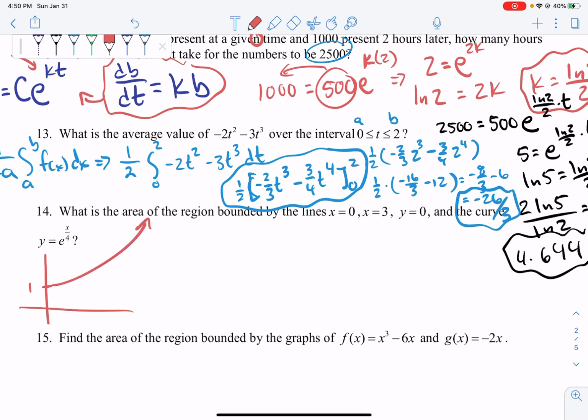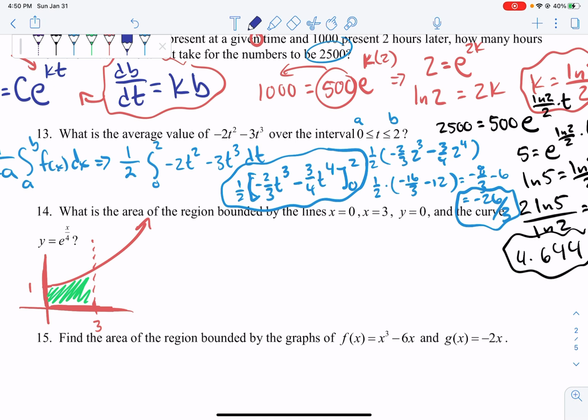All right? X equals 0, well, that just means x equals 0. That's this line right here. Y equals 0 is this line here. And x equals 3 is going to be over here. So we are looking for the area bounded inside this region. So I'm looking for this area right here.